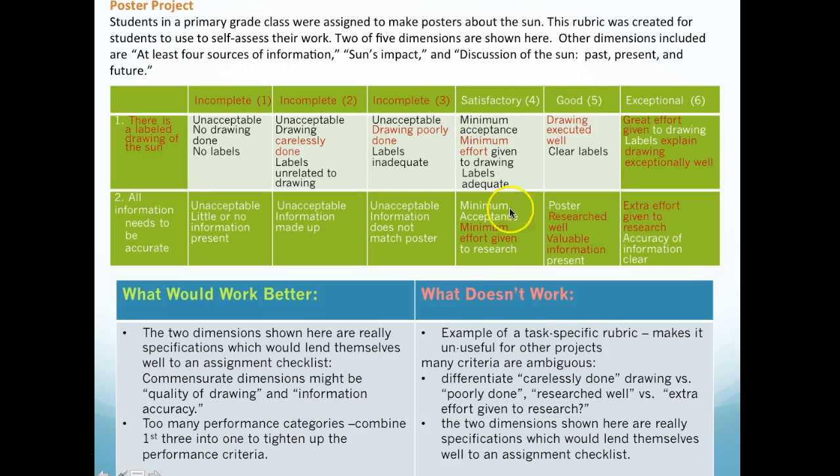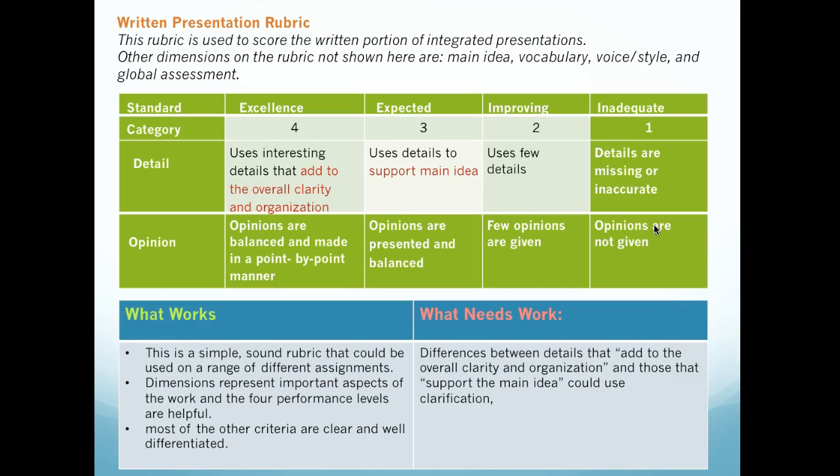And again, you'd need to tighten up the language because the language is just too vague and doesn't carry measurable qualitative information. Little or no information present, that'll work. Information made up, you can definitely measure that. Does not match poster, you can measure that. And then you get into these vague things again, and students aren't going to necessarily understand what they're actually expected to do without a lot of pre-teaching. So why not just make the rubric well constructed to start with so you don't have to do a lot of pre-teaching of the rubric?